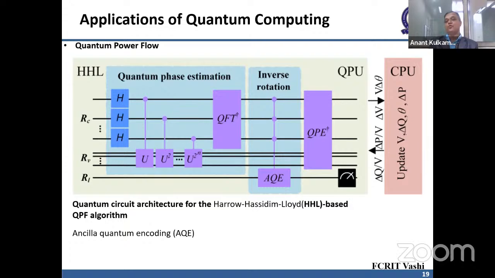So what will be the input? Now, it would be an iterative process. If you look at the extreme right side of this quantum circuit, there is a central processing unit. From this quantum circuit, it will take the change in voltage and change in phase angle, and based on that, it will provide the change in reactive power and change in active power with respect to the voltage in an efficient way. Again, this is an iterative process. As I said, there are several methods in electrical engineering to carry out the iterative process. So this is also one of the applications.